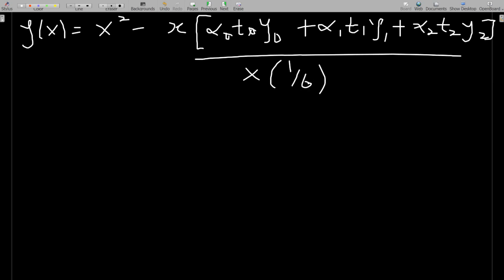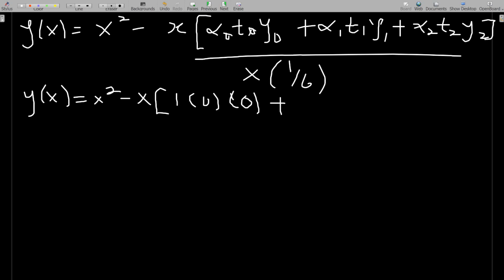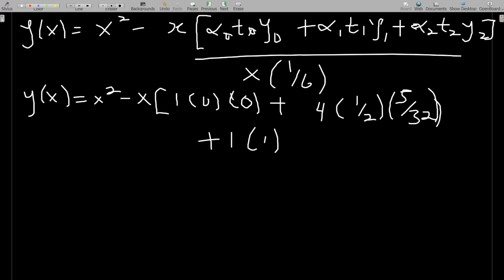So what you do is just pick your values and put them in. y of x is equal to x squared minus x into alpha 0, which is 1, t0 is 0, y0 is 0, plus alpha 1, which is 4, t1 is half, y1 is 5/32, then plus alpha 2, which is 1, t2 is 1, y2 is 13/16. All of these times 1/6.